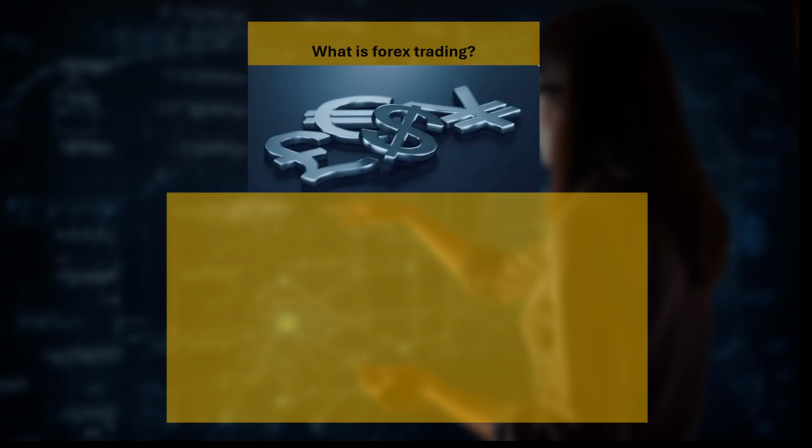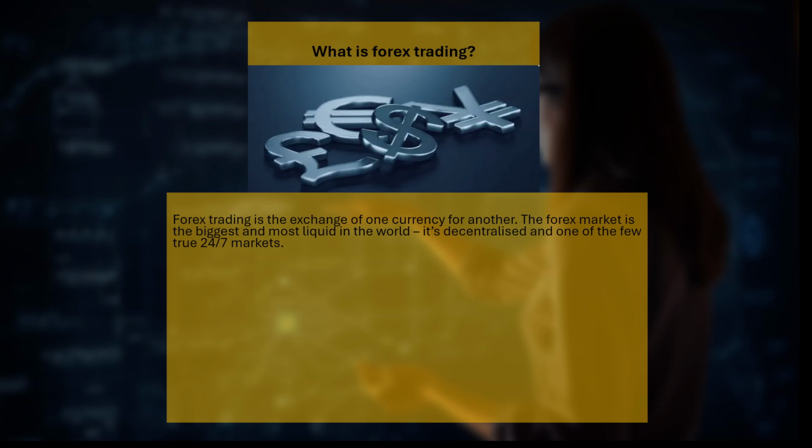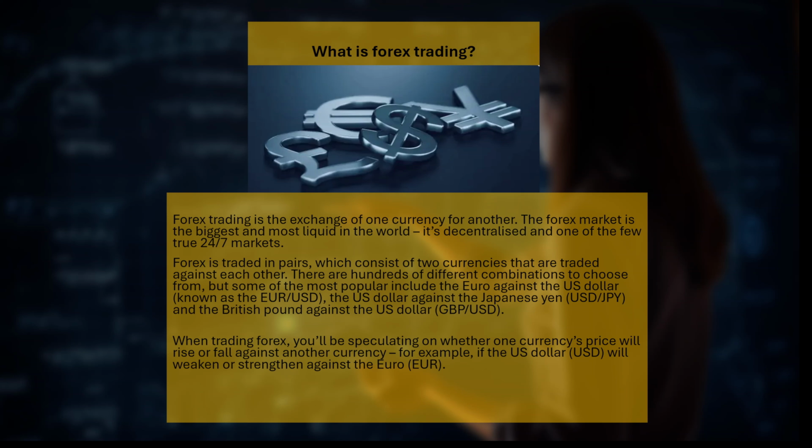Forex trading is the most popular marketplace. It's the biggest exchange of money and currency on the planet. It uses currency to exchange money, and it trades in pairs: two currencies that trade against each other. There are a lot of different combinations, but the most popular is euro against US dollar, and US dollar against British pound. The same as stocks, you either buy or sell, bullish or bearish.